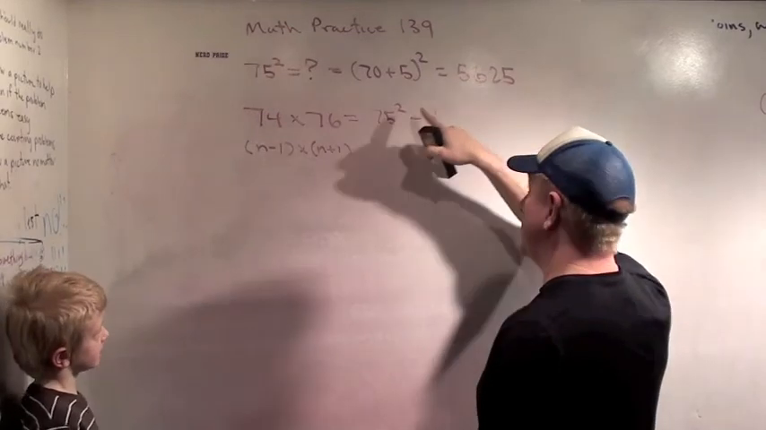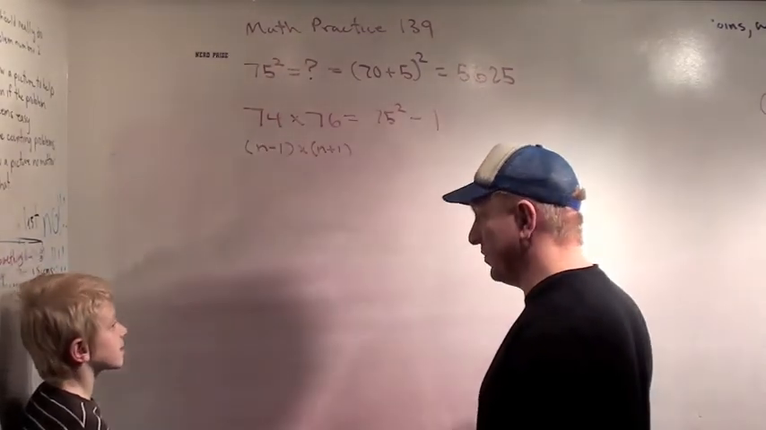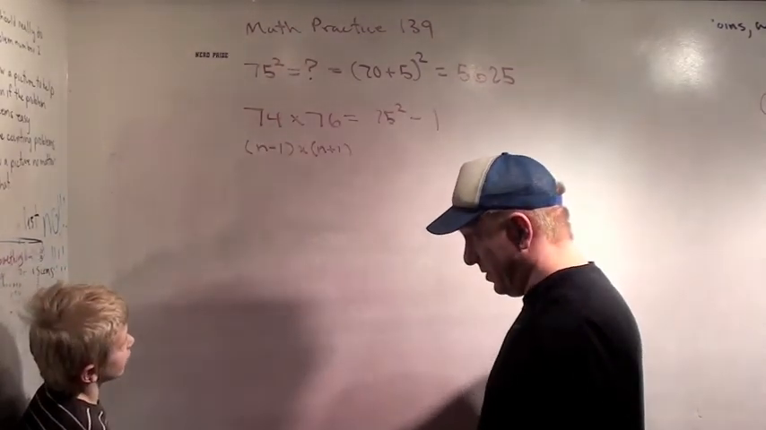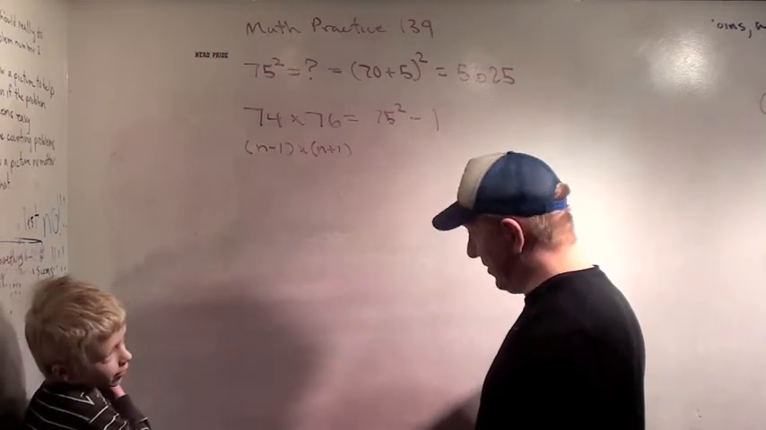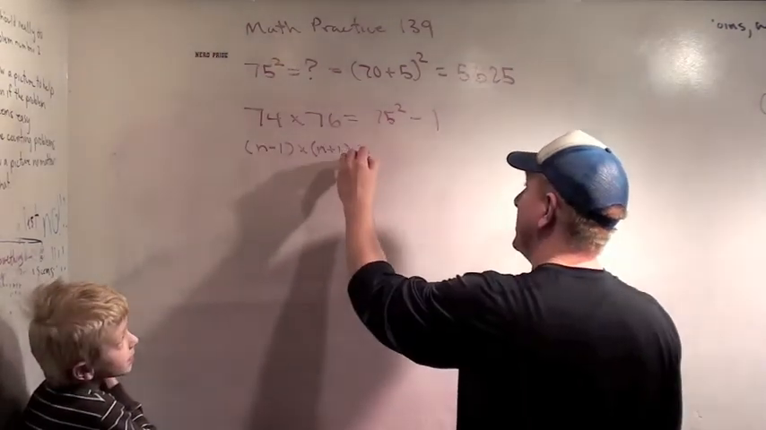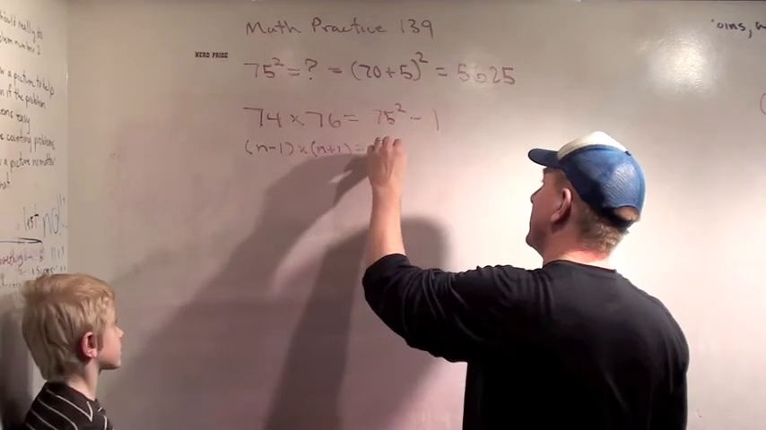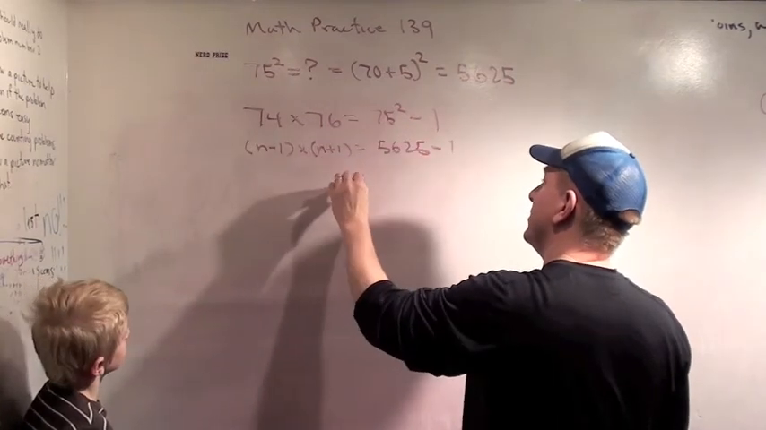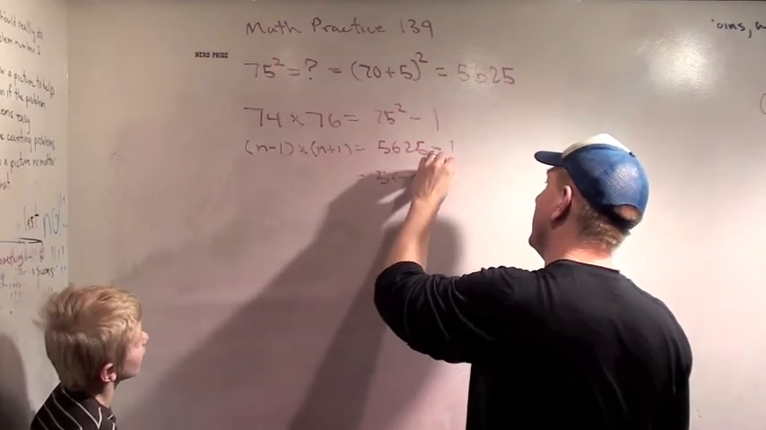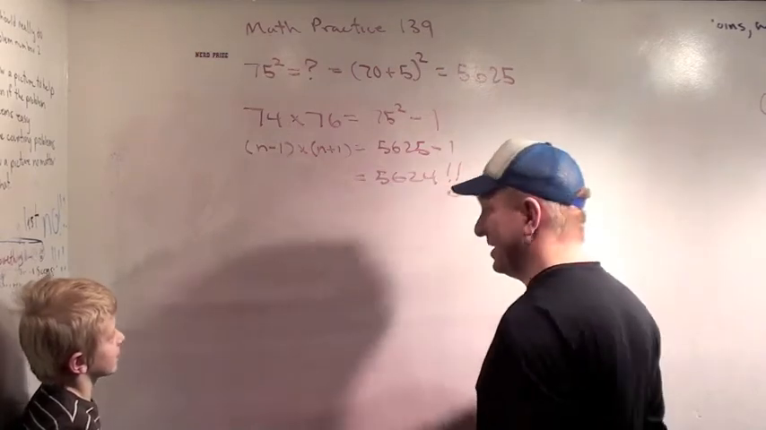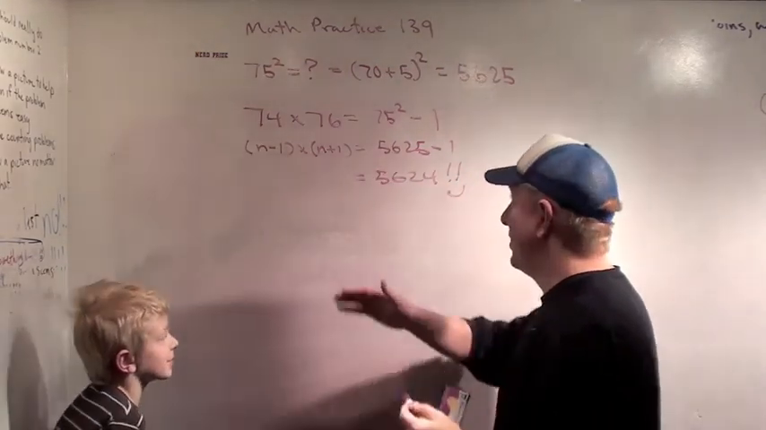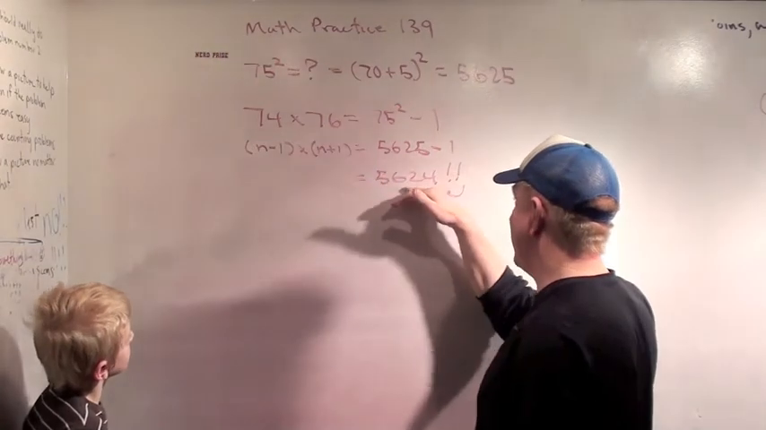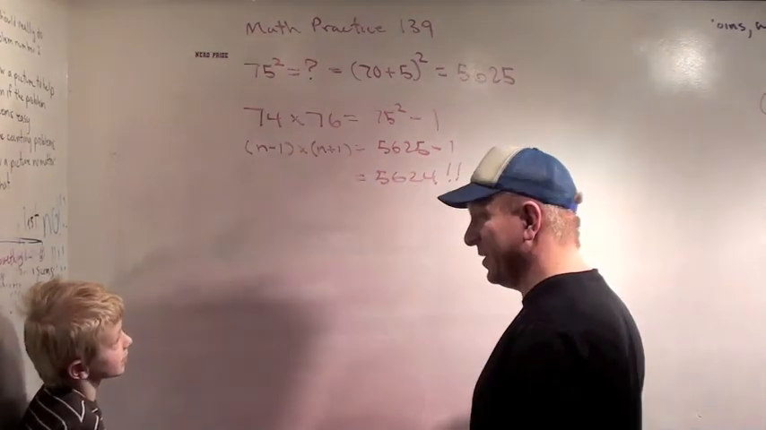So how do I figure out what 75 squared is? Well, you draw the big square. We draw our squares. That's why I did that first. So we know what this is. This is 5,625 minus 1, which is 5,624. Yay! So 74 times 76 is 5,624. And we didn't even really have to do any multiplying.